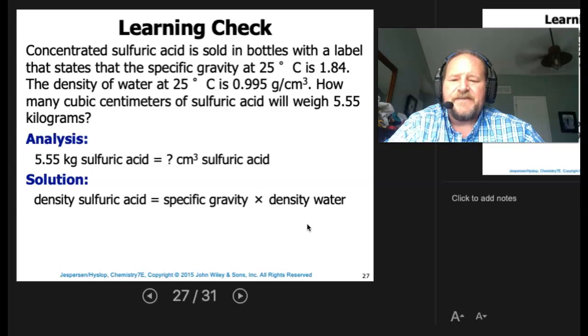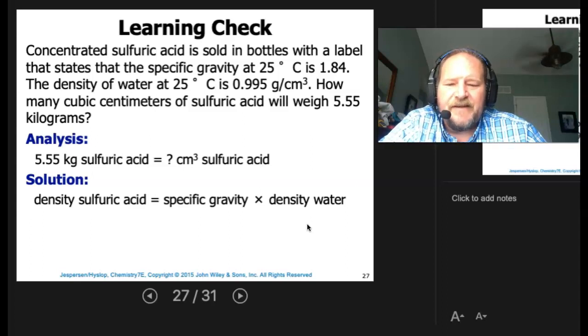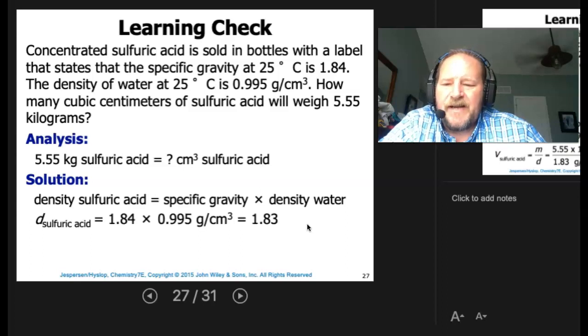So we'll take the density of sulfuric acid is equal to specific gravity times density of water. So we know the density of sulfuric acid then would equal 1.84 times 0.995 grams. Now remember, the specific gravity was unitless. The density of water would be equal to 0.995 with the grams per centimeters cubed. That's going to give us 1.83. Now we're going to keep those units, right? So even though the specific gravity was unitless, the density is not.